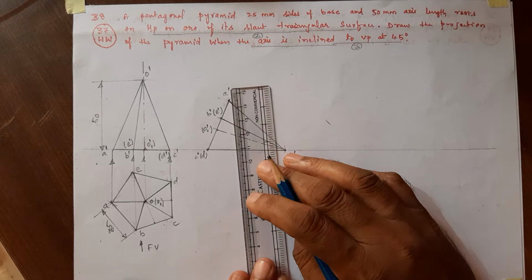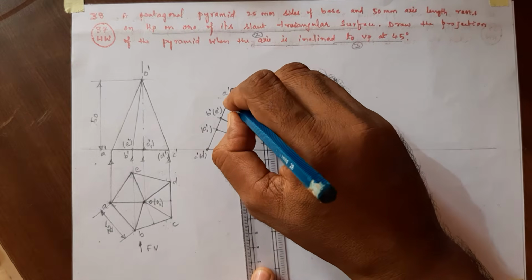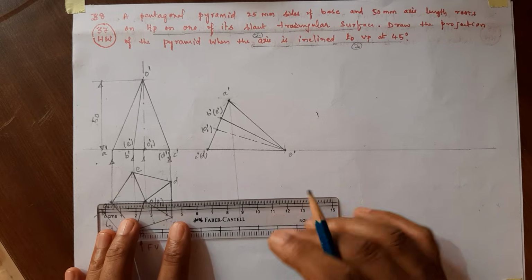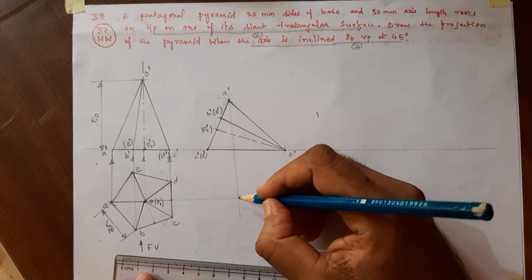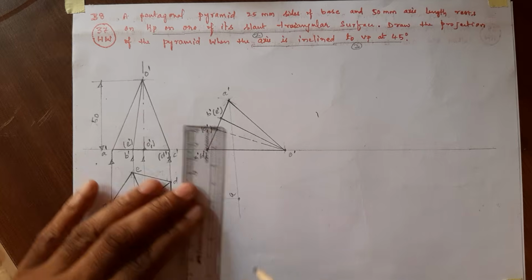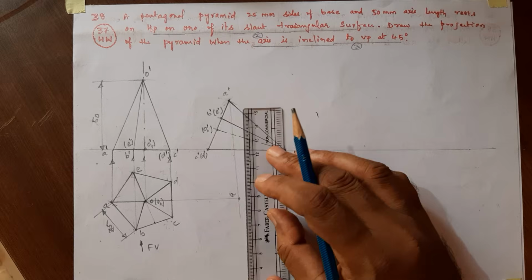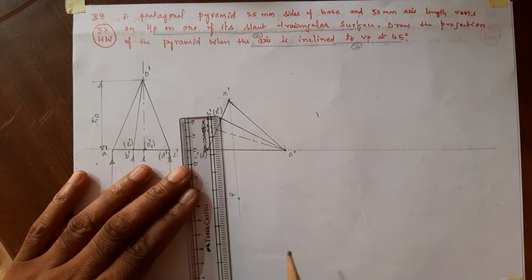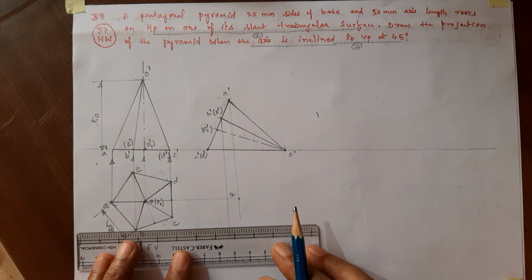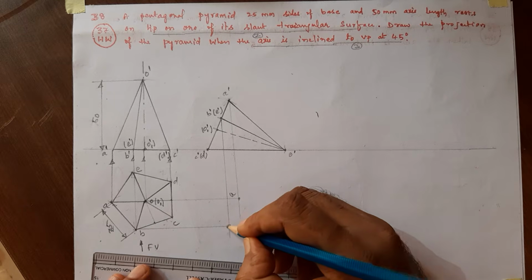Then draw a vertical projector line from the A dash. Now see it. Horizontal projector line from the A. Now see, this point is A. Next, vertical projector line from the B. Now see from the B dash, horizontal projector line from the B. Now this point is B.